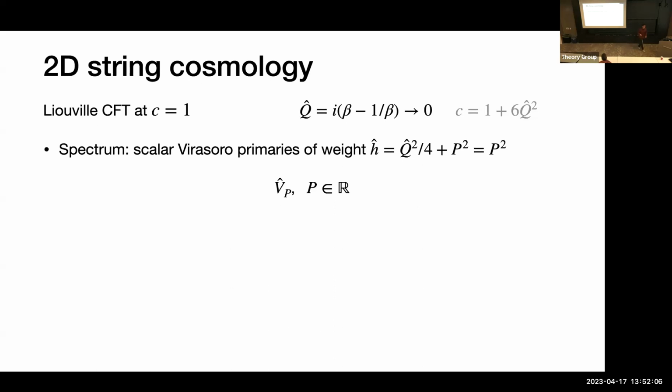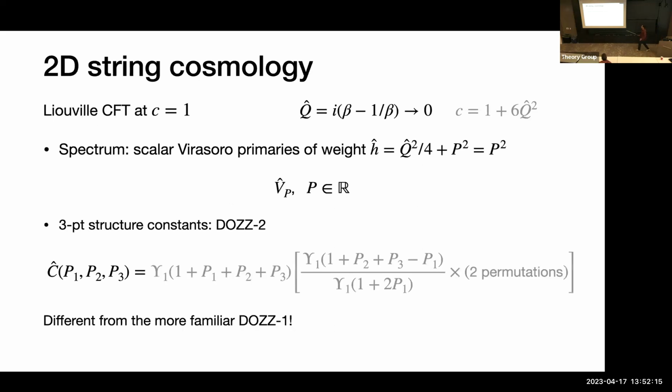Okay, so it's the same thing. And its 3-point structure constants, it's a different one, that's the point. It's written here explicitly also in terms of this epsilon1 function, but in particular it's different from the first DOCC. So let me call it DOCC number 2 for concreteness. How is this formula derived? Same tricks as the other one.